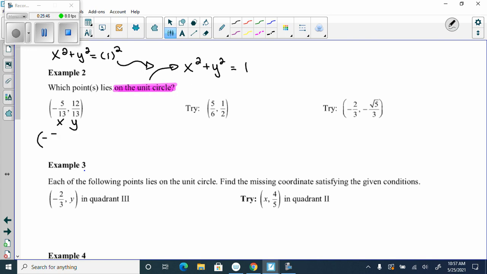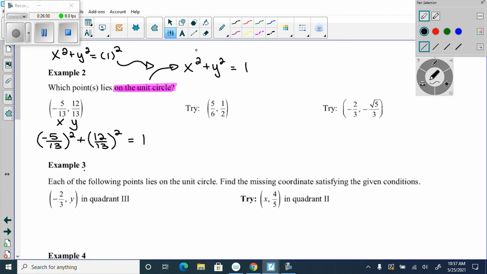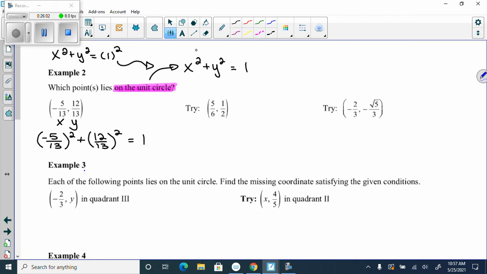I'm going to go (-5/13) squared plus my y, (12/13) squared, in brackets. And I'm going to see if it equals 1. How do I know? They're like, it's fractions. No, not today, it's fine. Type that in your calculator. See if you get a 1.